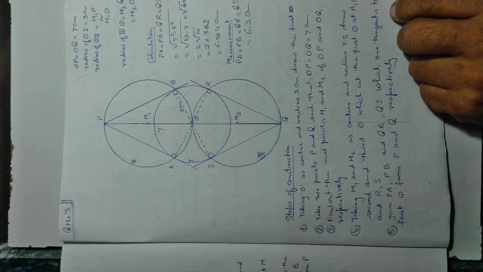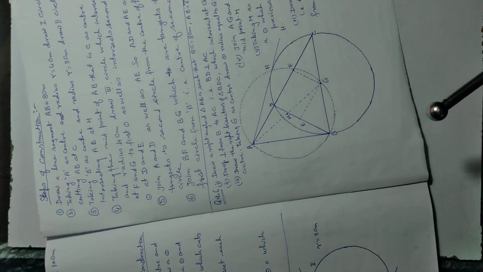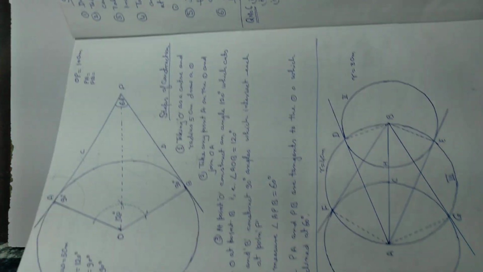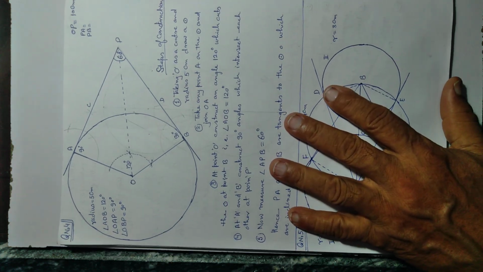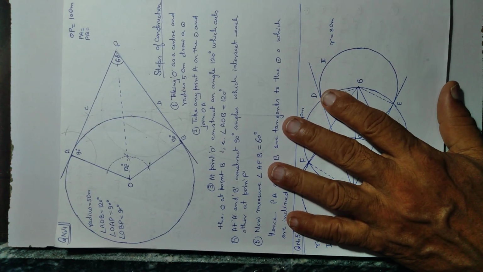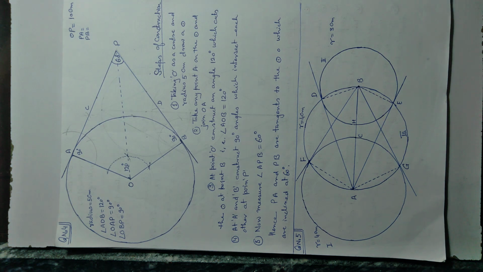Let us proceed to the question number 4. Draw a pair of tangent to a circle of radius 5 centimeters, which are inclined to each other at an angle of 60 degree.